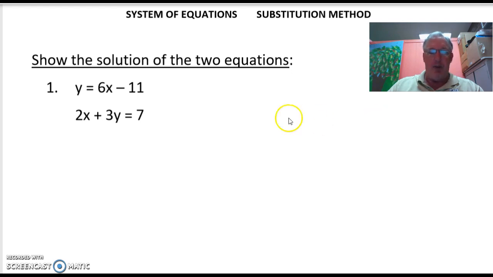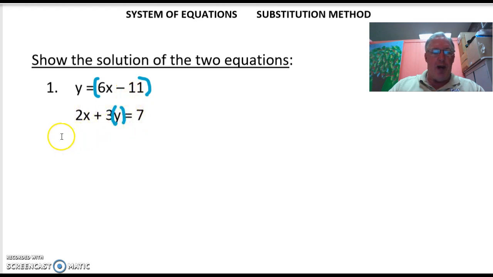and find out then what both variables are. So in the first equation, we have y equals 6x minus 11, and we have 2x plus 3y equals 7. So when we see y is equal to something, we're going to put parentheses around that. And now we're going to find where y is in the second equation. It's right here next to the 3. We're going to put parentheses around that. Some people circle it.